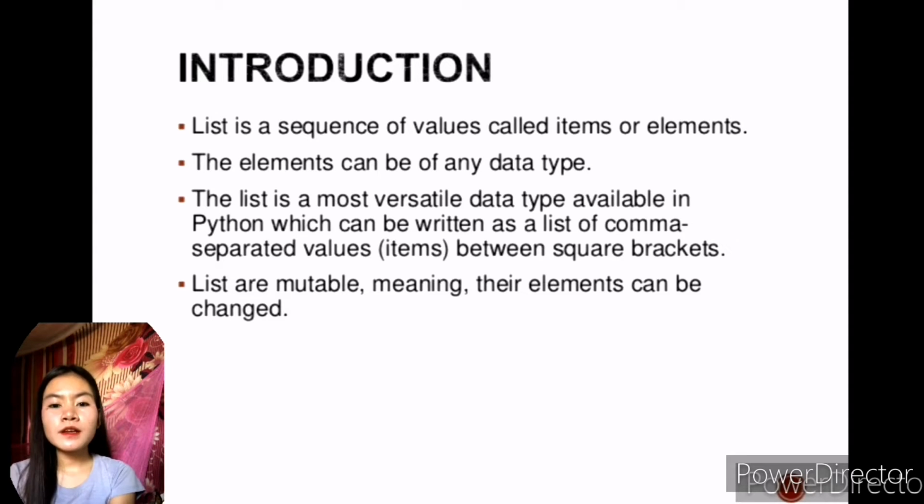List is a sequence of values called items or elements. The elements can be of any data type. The list is the most versatile data type available in Python, which can be written as a list of comma separated values, which is items, between square brackets. Lists are mutable, meaning their elements can be changed.